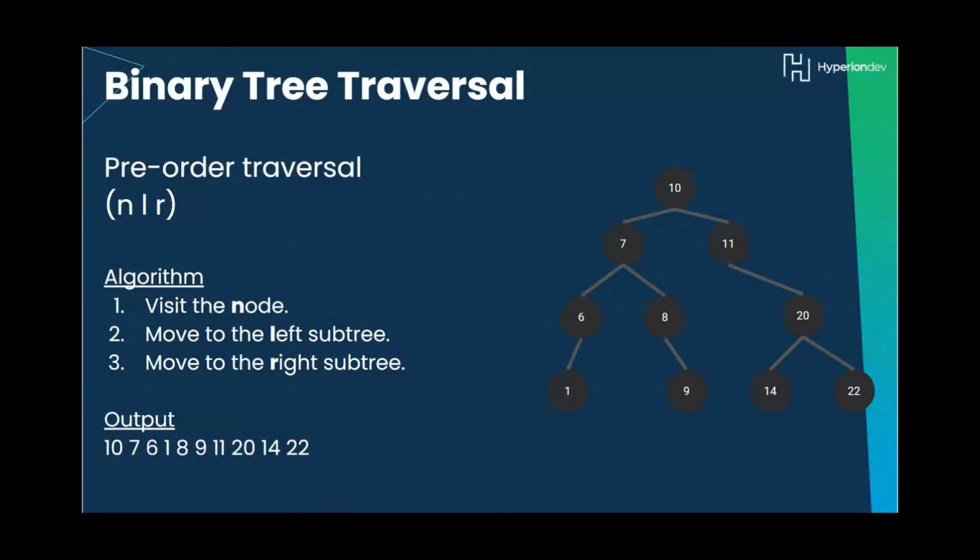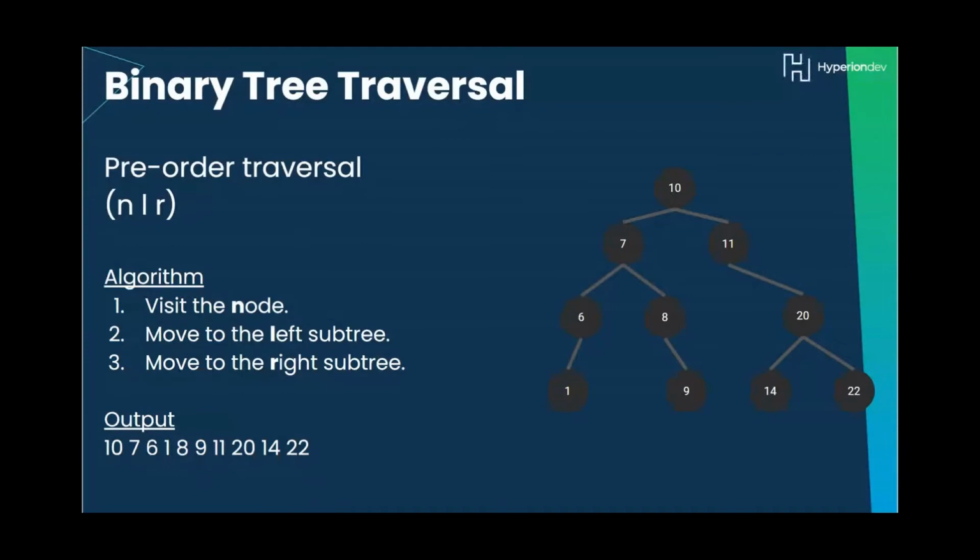We already visited the node at 6 and moved to the left. So the last thing to do at 6 would be to move to the right. But you can see in our example that there isn't a right subtree, so we move back up to 7. Now that we're back at 7, we already went through the node, and we already went to the left subtree. So the only thing left to do at 7 would be to move to the right.